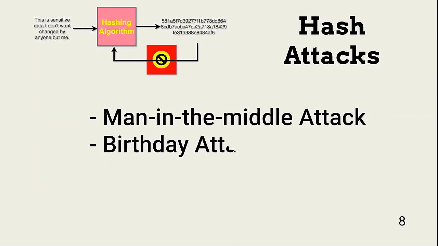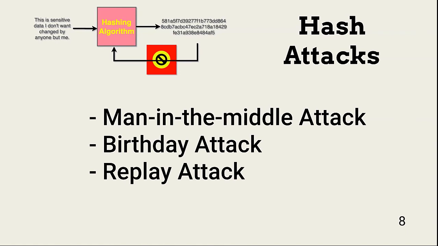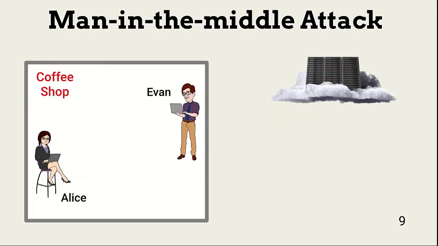As I said before, the previous models describe efforts to recover plaintext or keys associated with encryption. Other attacks focus on hashes and how they're used, including man in the middle, birthday, and replay. Man in the middle attacks happen when a threat actor inserts himself between an authorized user and a resource with which she is trying to connect.